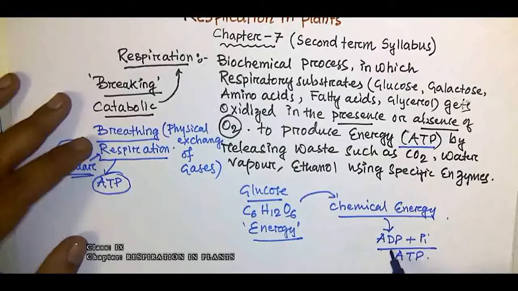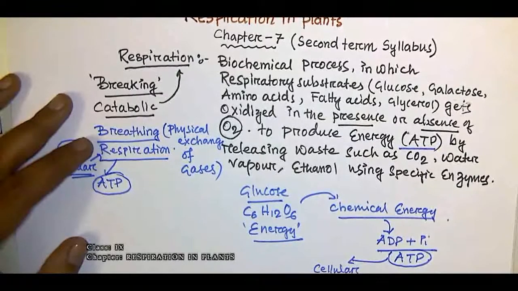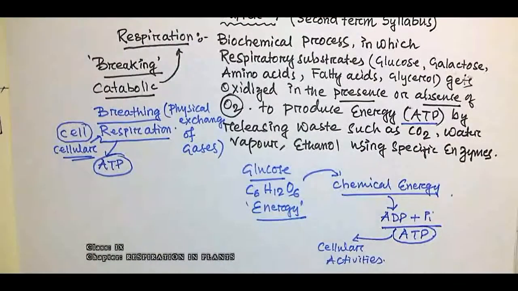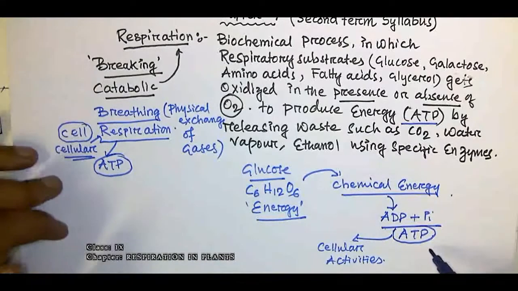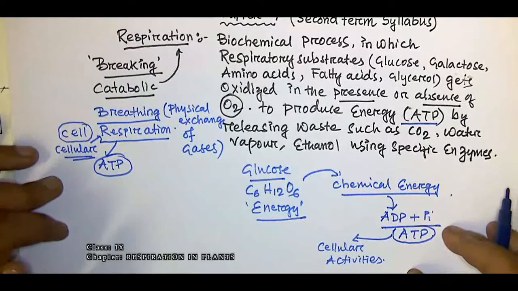Clear? And this ATP can be used for various cellular activities, like transport of substances within the cell, division of the cell, making new things inside the cell, transporting things outside the cell or bringing things inside the cell. There are many such processes which are dependent on ATP. Without ATP, in fact, the cell will struggle to survive.